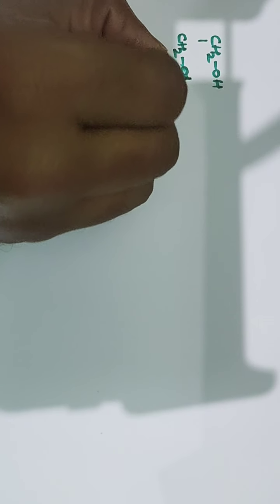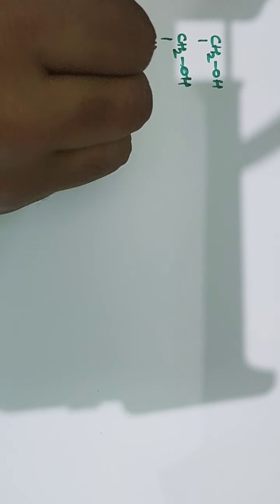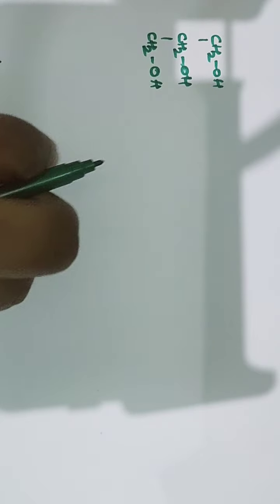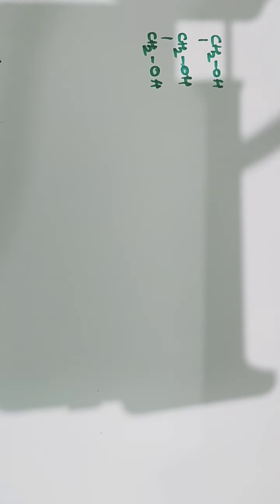CH2OH. CH2OH is glycerol. Glycerol, when treated with cold and concentrated nitric acid in presence of sulfuric acid, produces glycerol trinitrate, which is also referred to as nitroglycerin.